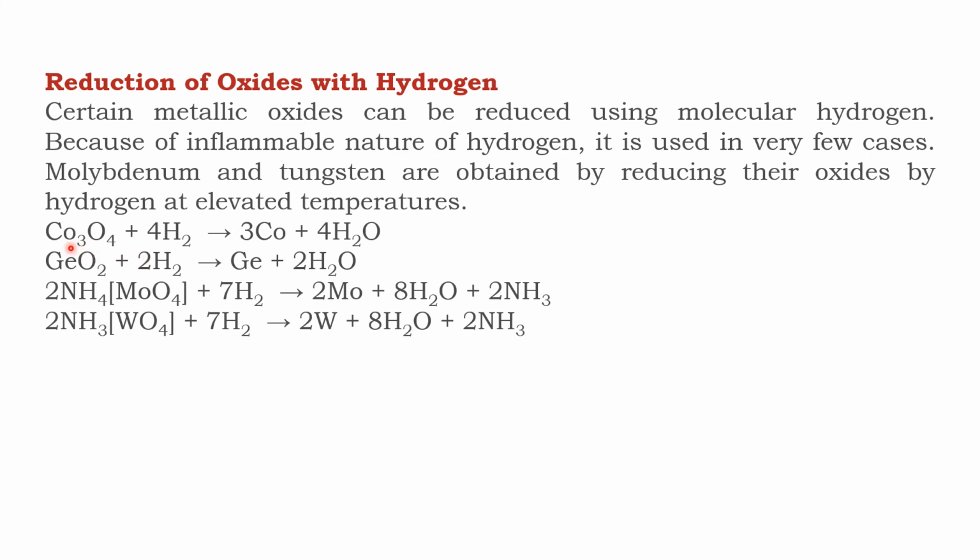See here, cobalt, germanium, molybdenum and tungsten. From their oxides, we are extracting the crude metals cobalt, germanium, molybdenum and tungsten by using hydrogen. So, depending upon the metal, we are changing the reducing agents.